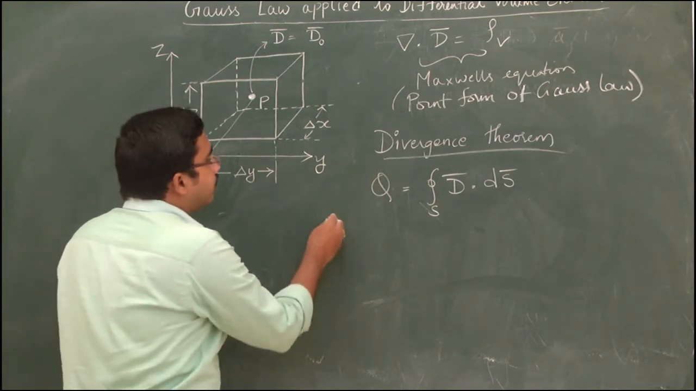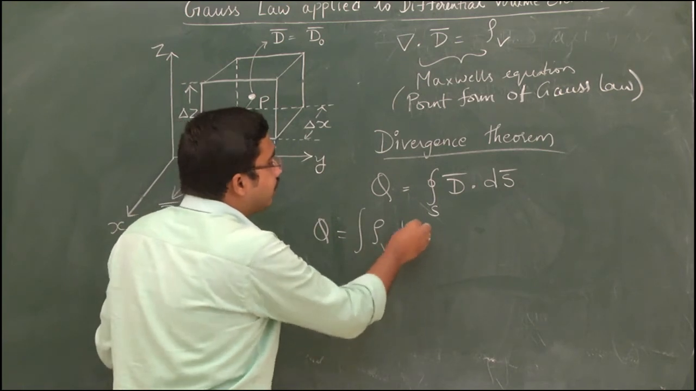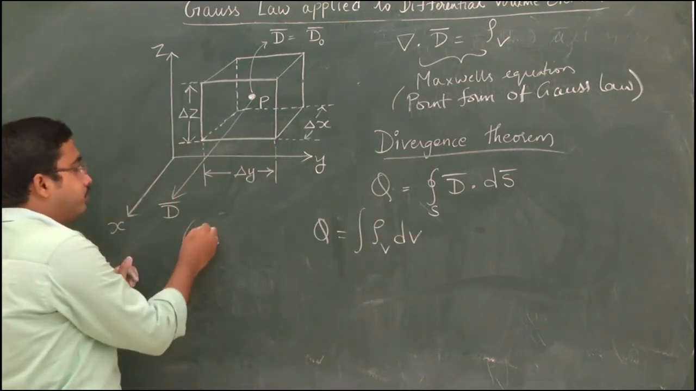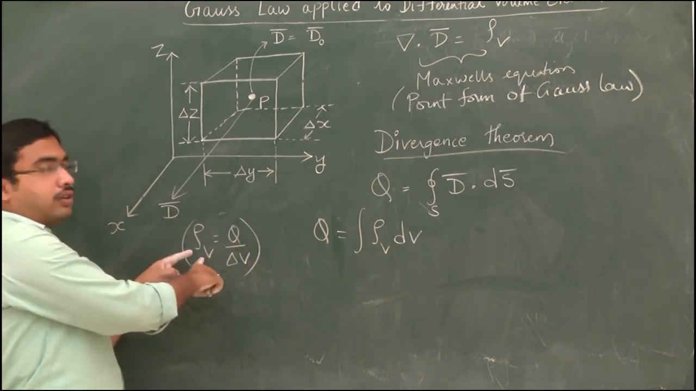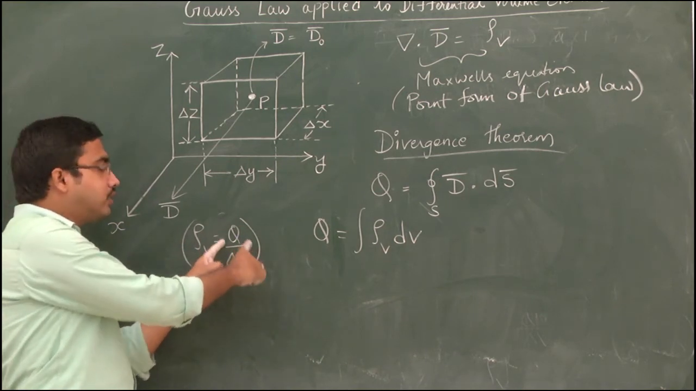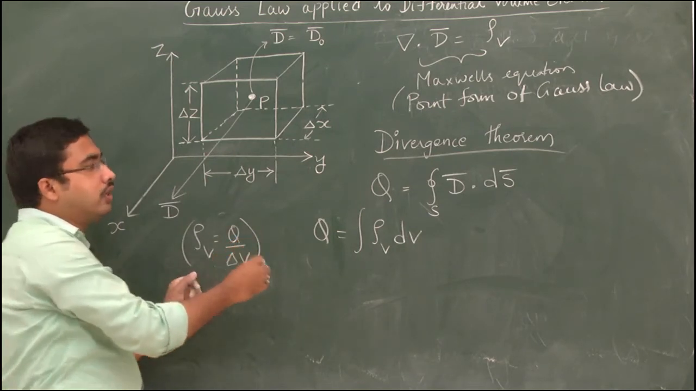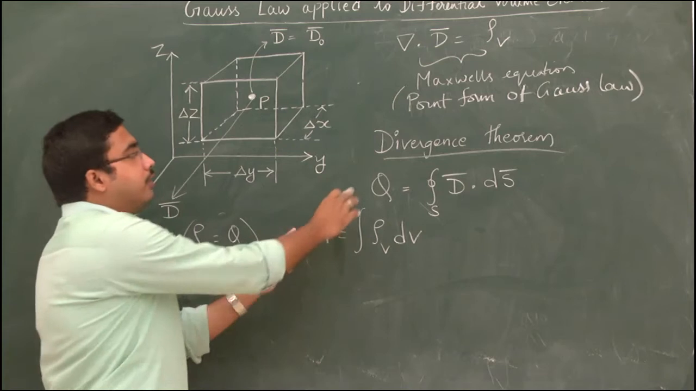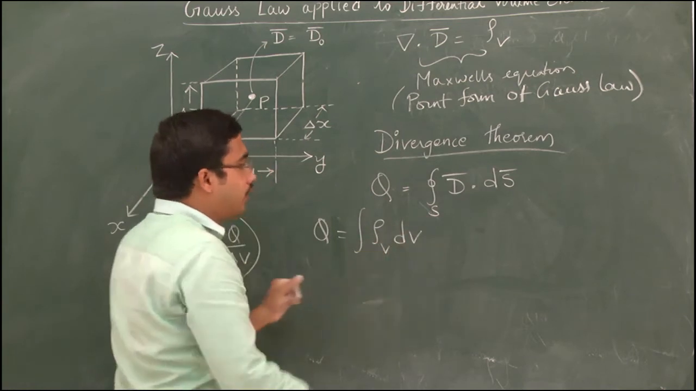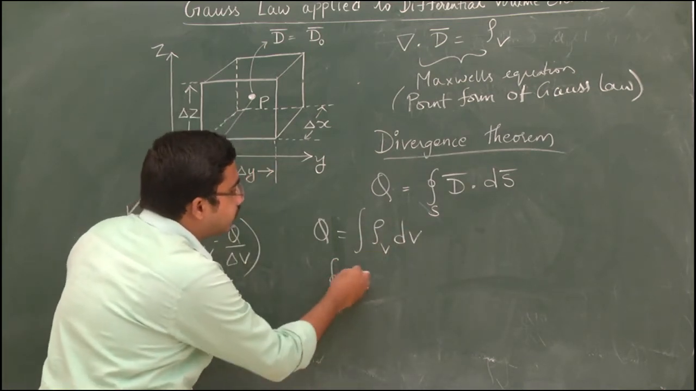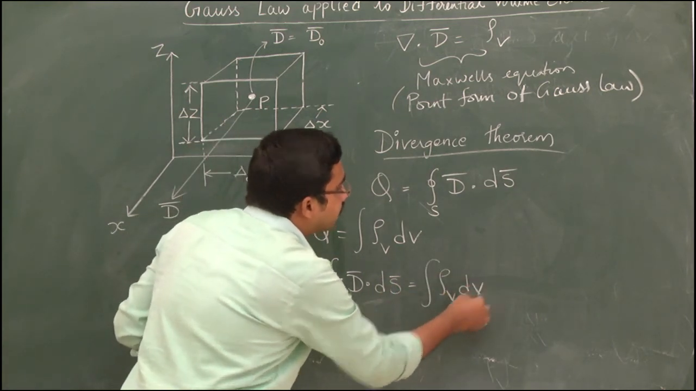And we also know that from the previous expression Q equal to integral rho v dv, because rho v is equal to Q by delta v or dv. Volume charge density rho v is equal to charge divided by the volume. For a differential volume you can take delta v or dv, that is our wish. So using both these expressions, both are Q's only. If LHS are equal, then RHS can be also made equal. So closed surface integral of D bar dot dS bar is equal to integral rho v dv.